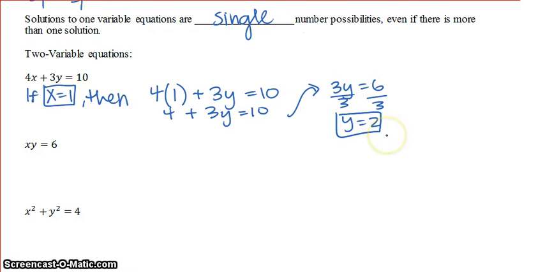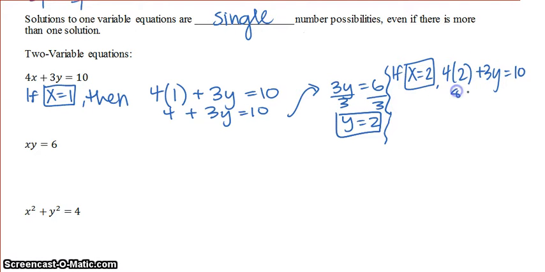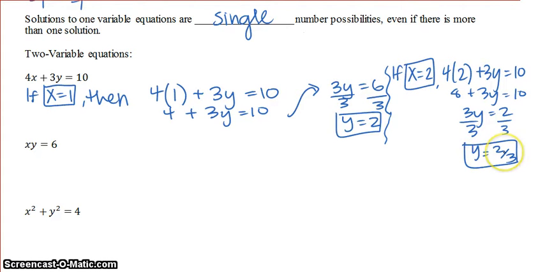Okay? So now, if we were to pick a different number, let's just say if x equals 2. So we're going to say x is 2 this time. So then we have 4 times 2 plus 3y equals 10. That would be 8 plus 3y equals 10, which will be 3y equals 2, divided by 3. So that gives us y equals 2/3. Okay, so if x is 2, then y has to be 2/3 for this to be true.